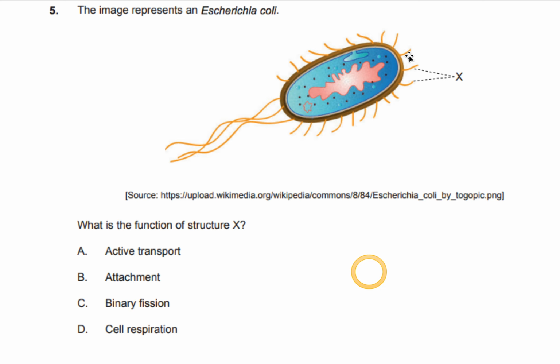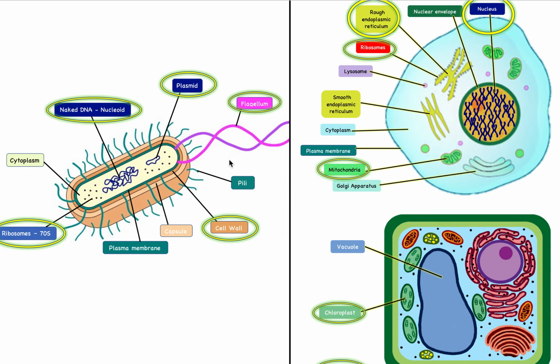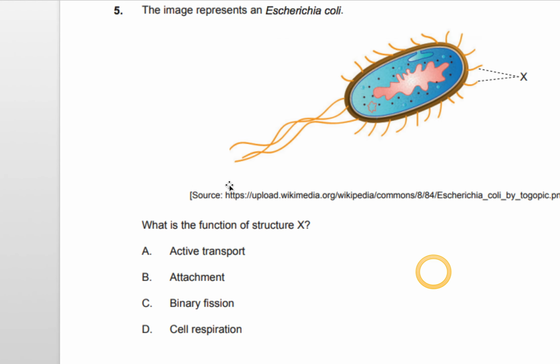Now, what is the function of structure X? So they're pointing at these pili, right? We know when we label a prokaryote, we can label these little lines as pili, and they are different from flagella. Flagella cause movement, whereas pili don't cause movement. They cause attachment and communication. They have various functions, but the most important one is attachment. It's like little hands grabbing onto different surfaces.